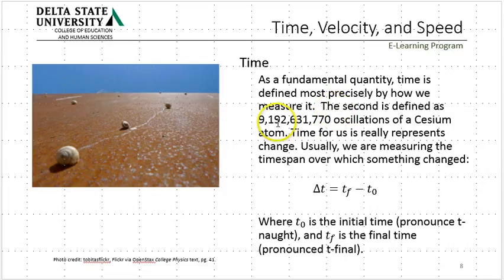It is 9,192,631,770 oscillations of a cesium atom. It's a very precise definition. You can set up the experiment in a physics lab. You can do it over and over again and recreate what the second is.